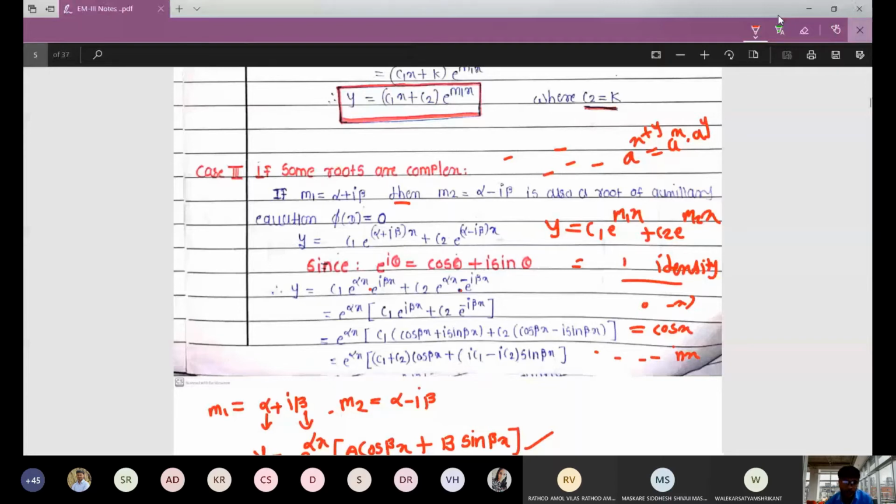Now we can see e to the power alpha x is a common term, we can take it outside. So e to the power alpha x times c1 e to the power i beta x plus c2 e to the power minus i beta x. After that step we use Euler's identity written over here: e to the power i theta equals cos theta plus i sin theta. But in the example we have theta as beta x, because the coefficient of i is what you have to consider. So the coefficient of i is beta x, and using that formula we have c1 times cos beta x plus i sin beta x.